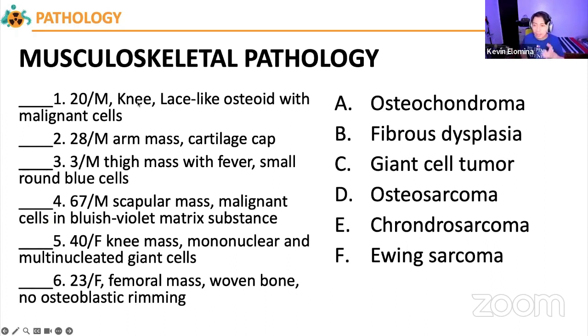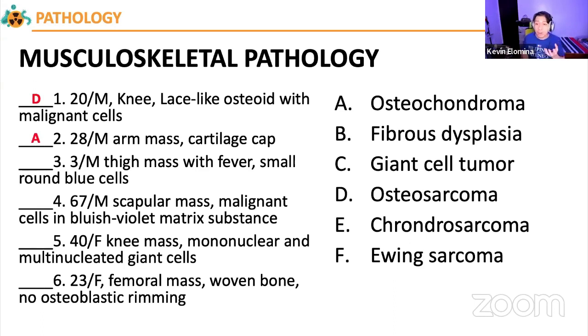Okay? Now, for your MSS, if you have an adolescent with a knee mass, no, and you look at the biopsy, you see malignant cells that form bone or osteoid. Ano yun? Osteosarcoma. Okay, that's osteosarcoma. If you have a 28-year-old male, no, na may RMAS, and then meron siyang cartilage cap, that is your osteochondroma. Okay?